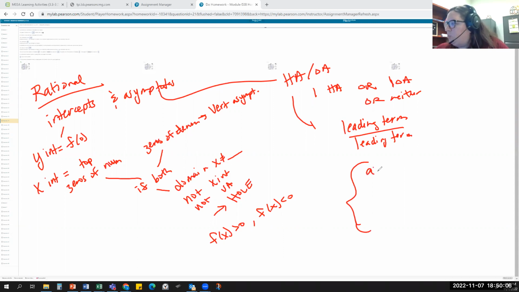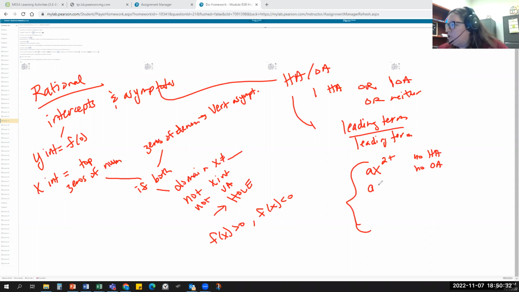It might be a multiple of some power of x, two or more. If it's a multiple of x squared, x cubed, anything like that, then it's going to have no horizontal asymptote, no oblique asymptote. It's going to have end behavior that resembles polynomial type end behavior, where it's going up or down on both sides, but it's getting steeper and steeper as it goes.